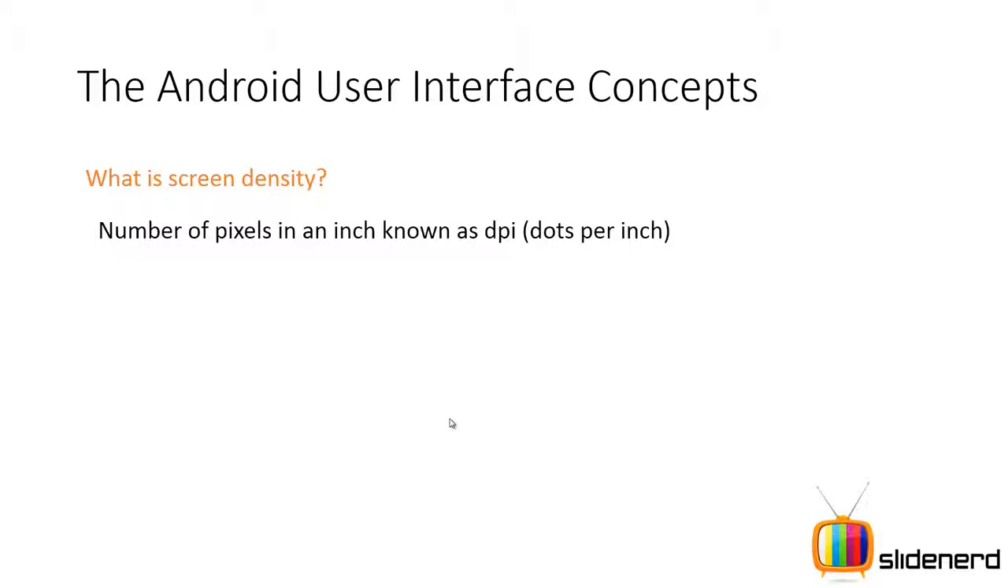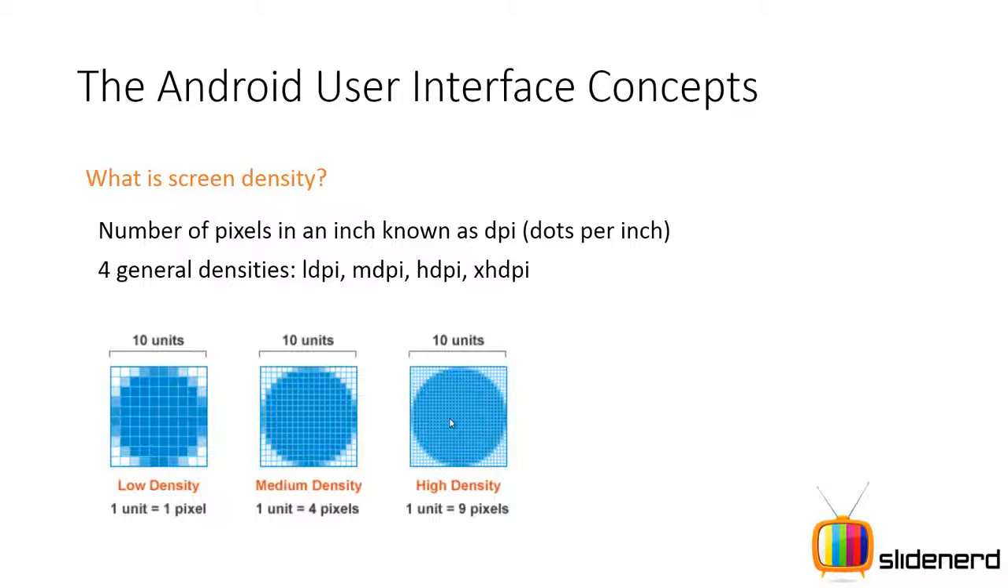Number of pixels in an inch is known as dots per inch or pixels per inch, PPI or DPI. Now there are four main categories: low density, medium density, high density and extra high density. Now remember one thing, every Android device has a different density. They just fall broadly into these main four categories. So for example, now what is the difference? Here is the difference. If you have 1 inch on a low density, you probably have 10 points over here, probably have around 20 points in the medium density, and you have somewhere around say 30 points in the high density.